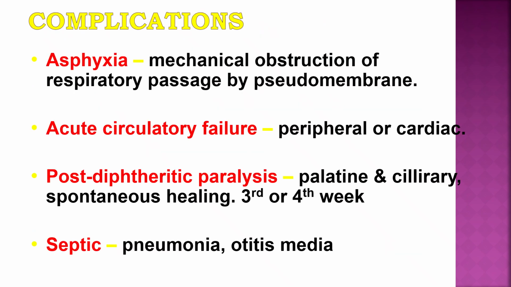The complications of diphtheria are asphyxia because of the mechanical obstruction of the respiratory passage by pseudomembrane. Acute circulatory failure may be of peripheral or cardiac origin because of the toxin. Post-diphtheritic paralysis may occur, where palatine or ciliary muscles are involved, and spontaneous healing can occur in the 3rd or 4th week. Septic complications like pneumonia and otitis media can be there.